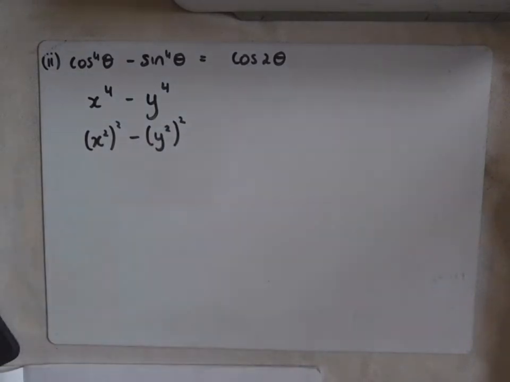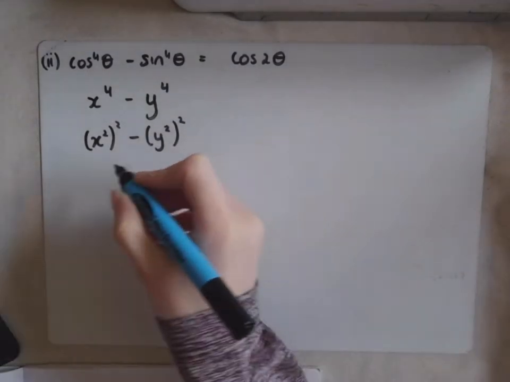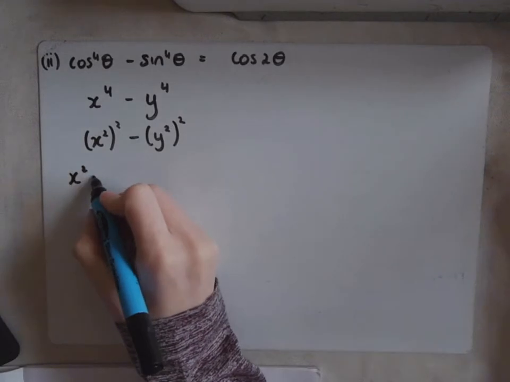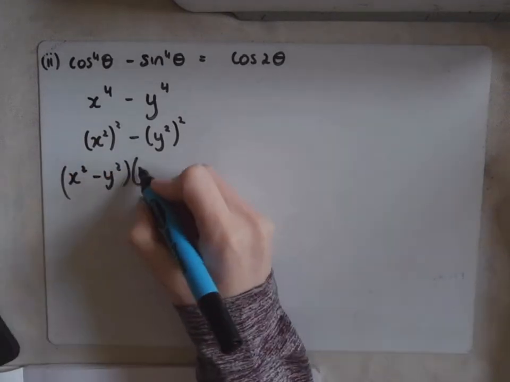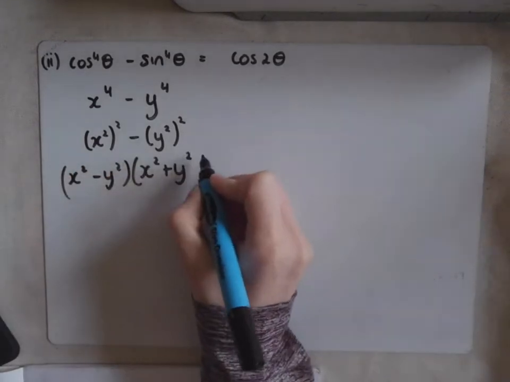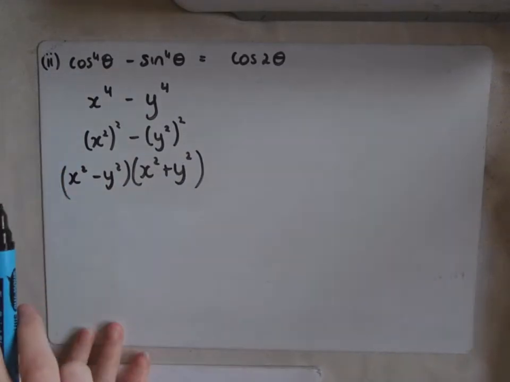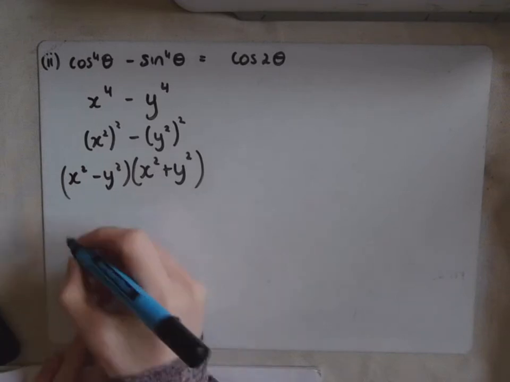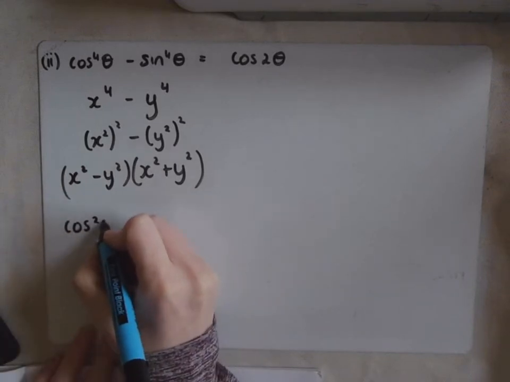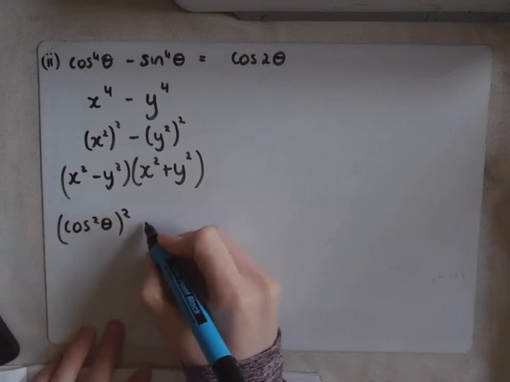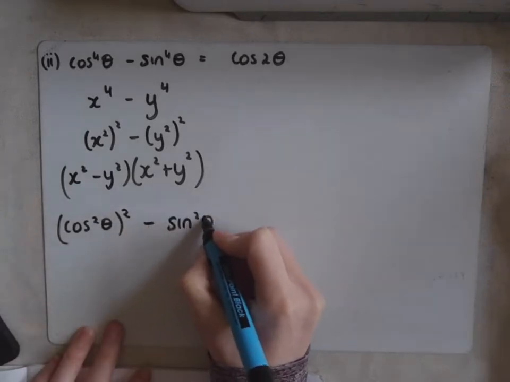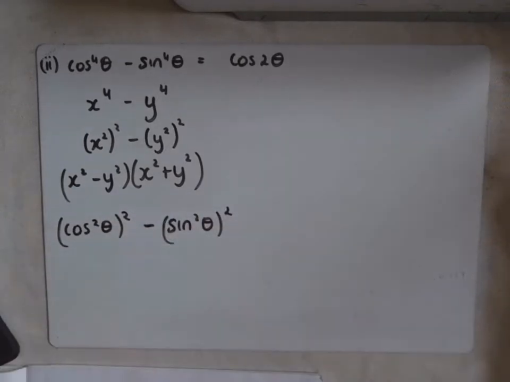Okay, it is actually a difference of two squares. So that's x squared minus y squared, which factors as x squared minus y squared, x squared plus y squared. That's what you would do in this scenario, okay? So it's cos squared theta to be squared, minus sine squared theta to be squared.